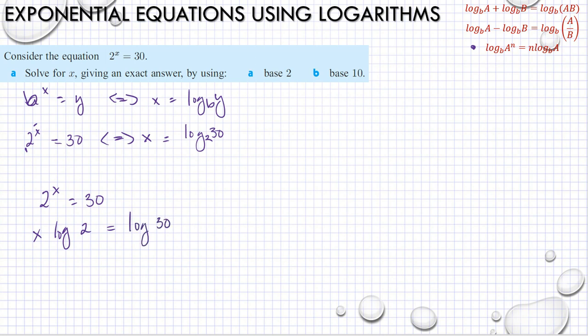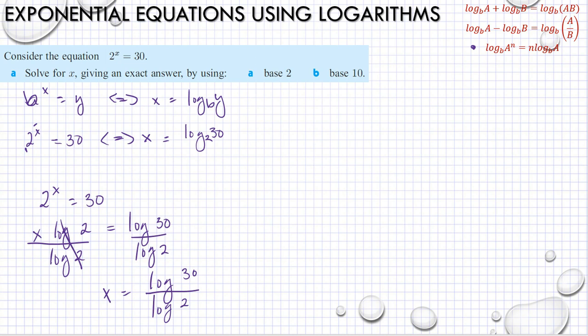And it is base 10. We don't need to give the bases. And then if we divide both sides of the equation by logarithm of 2, then we have x is equal to logarithm of 30 divided by logarithm of 2.